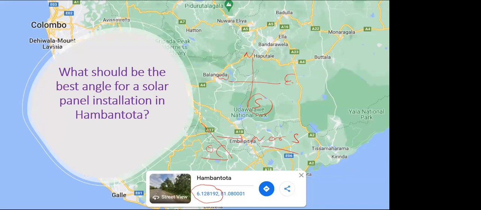Yes. Why? What is the reason? Because Sri Lanka, like Hambantota, is just above the equator, so basically in the northern hemisphere. If you are going to install any solar panel in the northern hemisphere, the panel should be oriented to the south. If the panel is installed in the southern hemisphere, the panel should be oriented to the north. Is it clear?